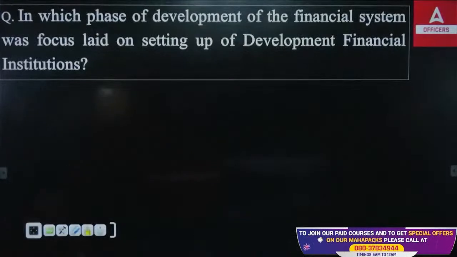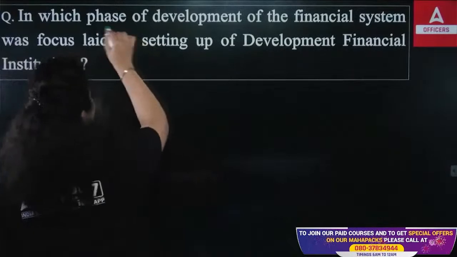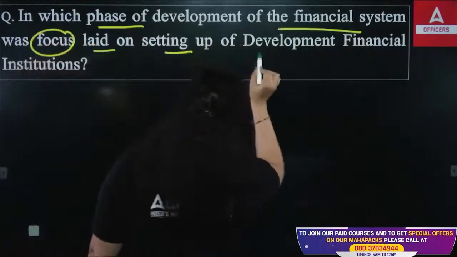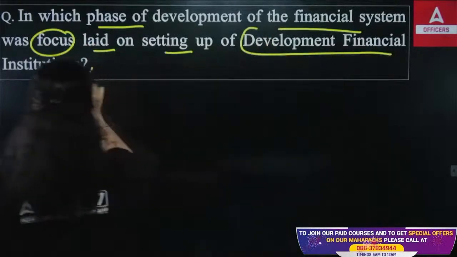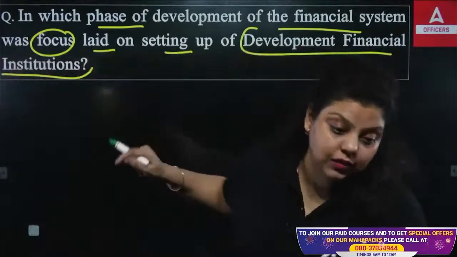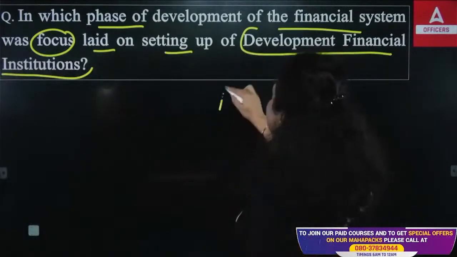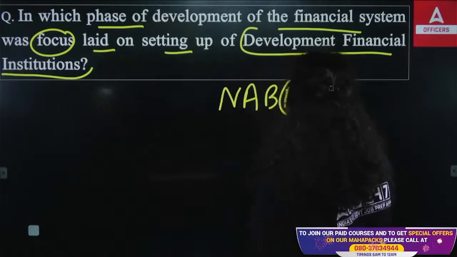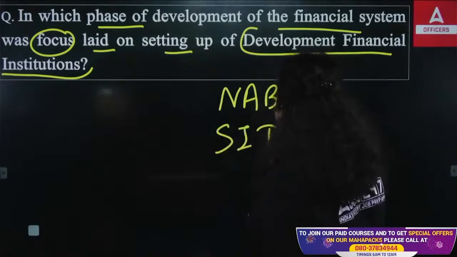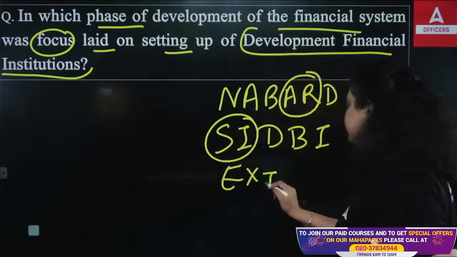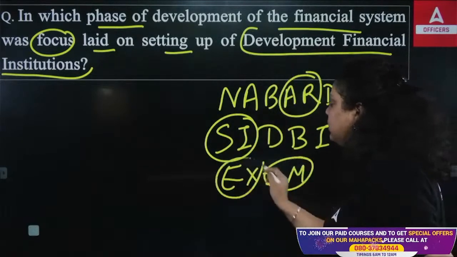Okay, next we have: in which phase of development of the financial system was the focus on setting up development financial institutions? Development financial institutions are institutions which work on the development of a particular sector. Like we have NABARD, which works for agriculture and rural development. We have SIDBI, which works for small industries. We have Exim Bank, which works for export and import of the country.